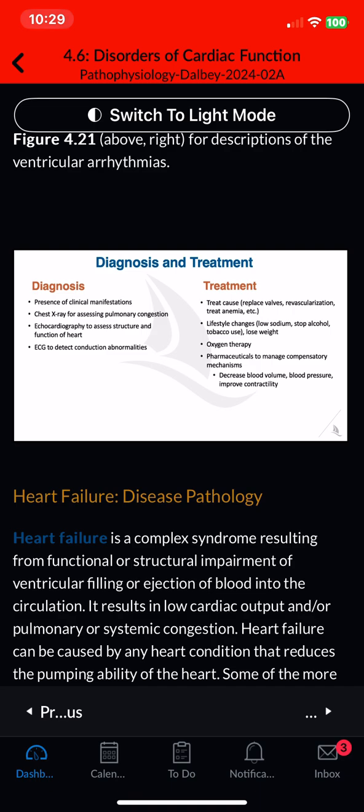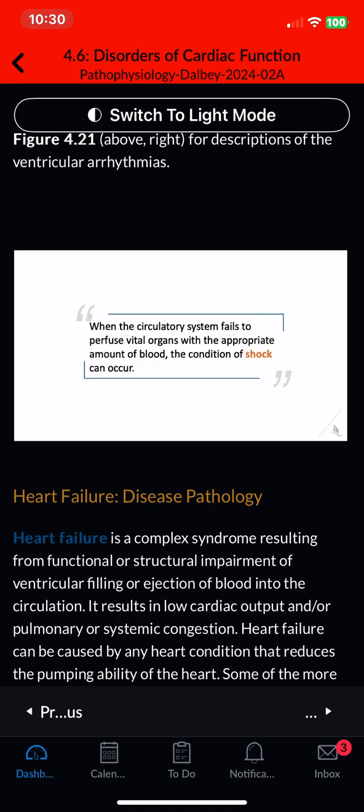And then we can use pharmaceuticals to manage the compensatory mechanisms. The pharmaceuticals work to decrease blood volume. So that way there is a decrease in blood pressure and then decreasing our afterload to make it easier for the heart to work. We can also use pharmaceuticals to improve contractility of the heart muscle. So that way it can try to maintain cardiac output. And we can also use other drugs to disrupt the sympathetic nervous system stimulation as well. So that way it makes it easier for our heart muscle to continue to work.